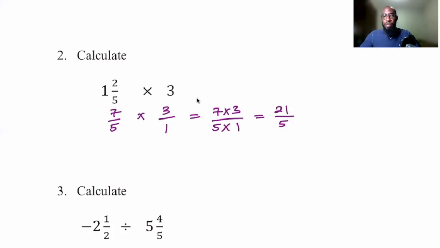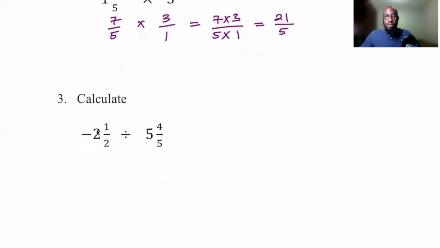For multiplication, we do not find the LCM, right? We do not find the LCM for multiplication. We only find the LCM for addition and subtraction. Multiplication and division, we do not find the LCM. Let's continue.